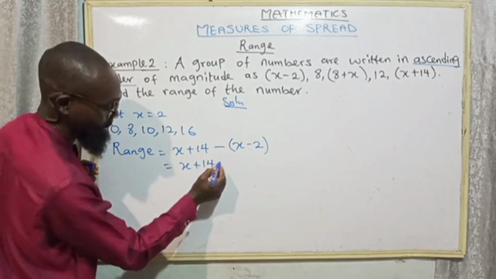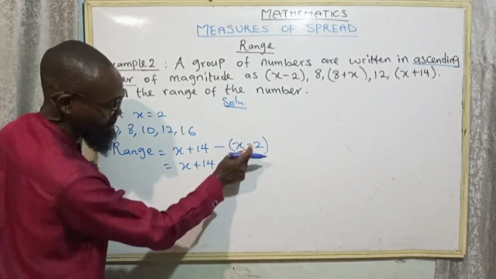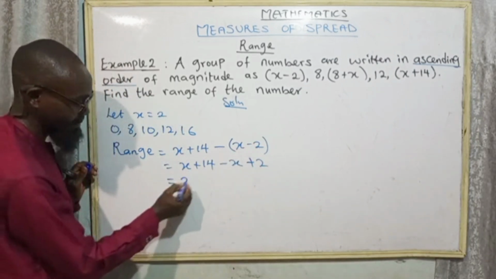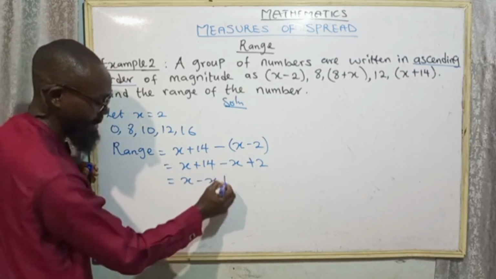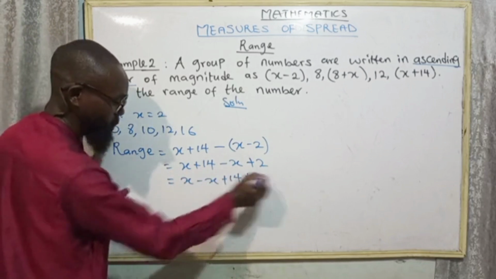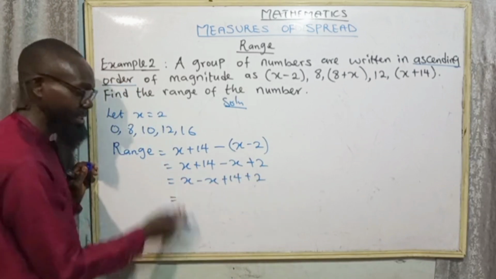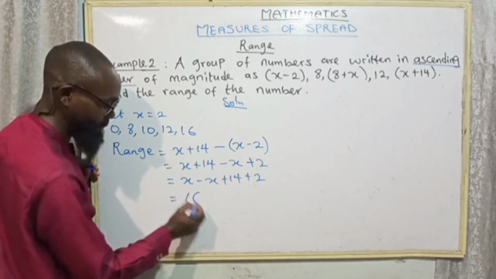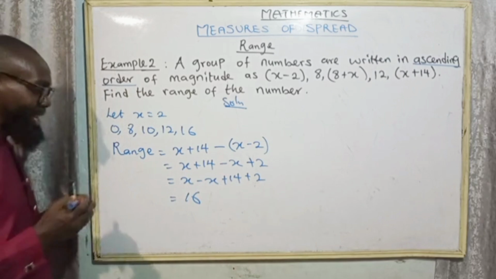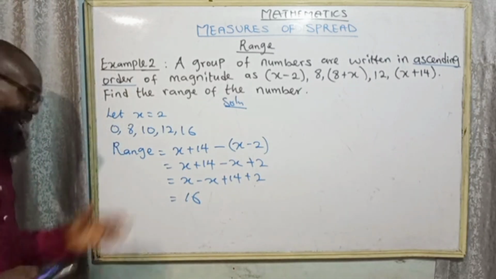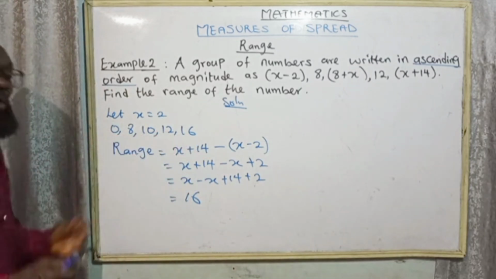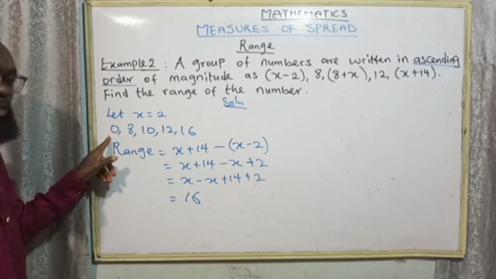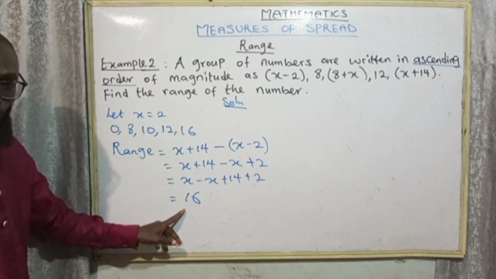So minus times plus is minus x, minus times minus is plus 2. So we collect like terms: x minus x, then plus 14 plus 2. x minus x means 1 minus 1, we have 0. 14 plus 2, we have 16. Now, the range is 16. When you come here as well, with the number you assumed, you are going to get the same thing. Highest value 16 minus lowest value 0. So 16 minus 0 gives us 16.